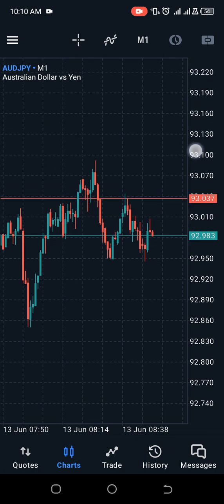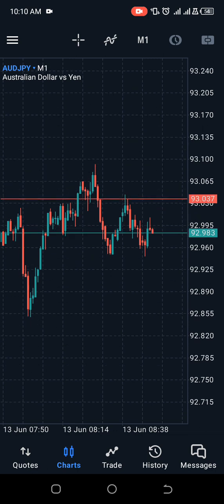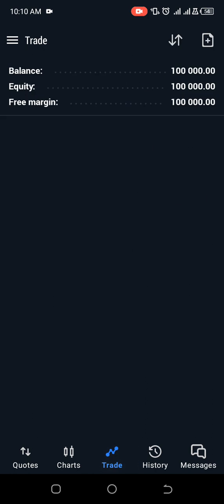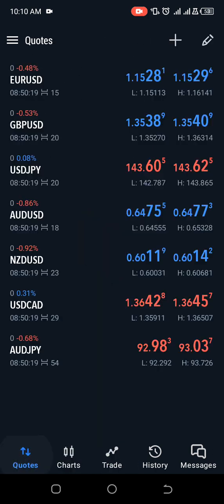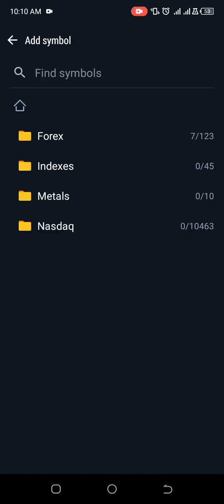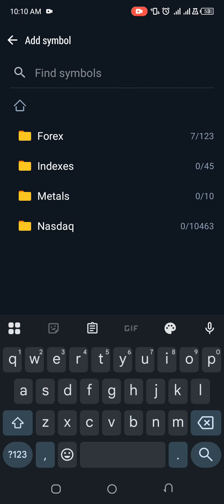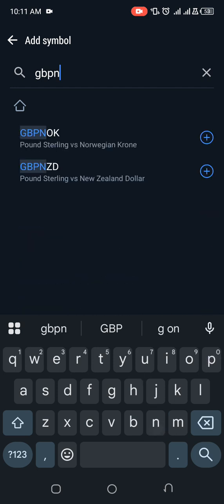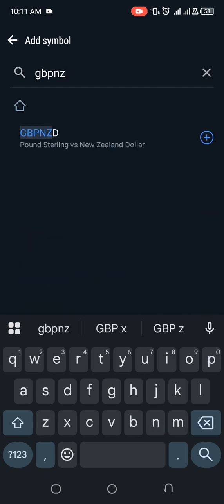Today, if you download the MT5 and open the interface, this is how the whole thing looks. This is where you'll be seeing the currencies you are operating. When you go to the plus, you search for a currency that you want to trade. Let's say GBP, you see it's all coming. GBP, let's say NZD. So you see the name has come. That is the pound sterling versus the New Zealand dollar.